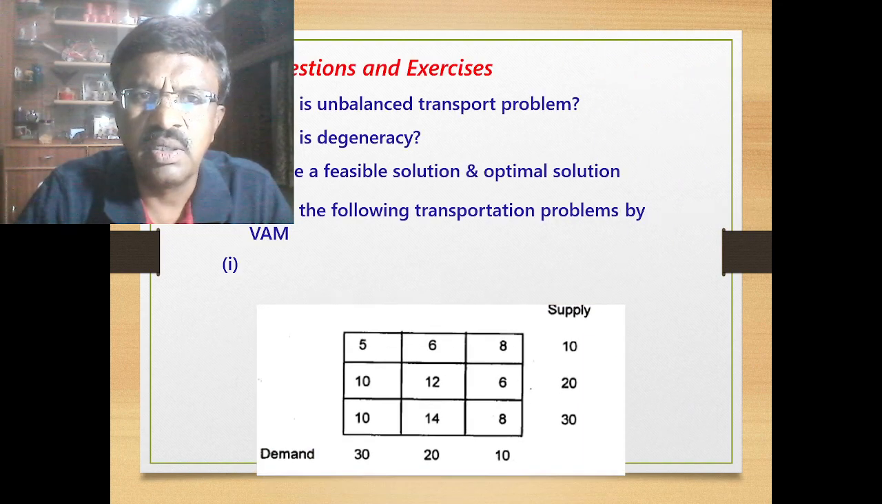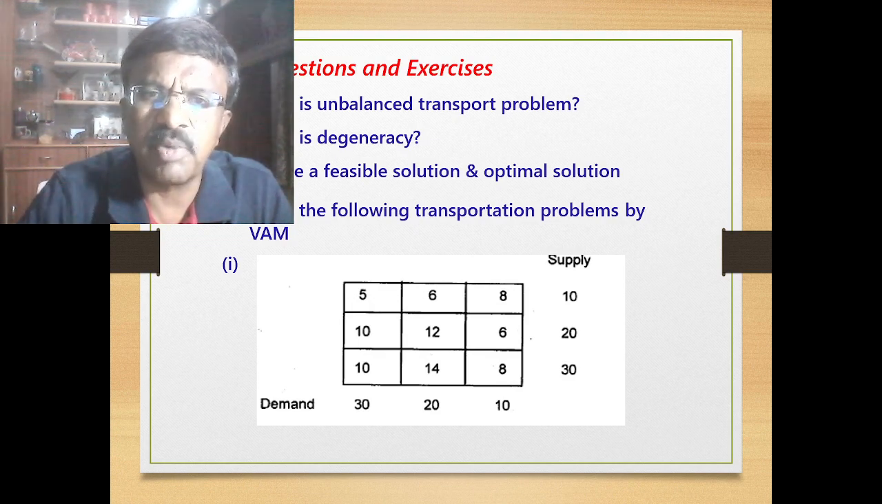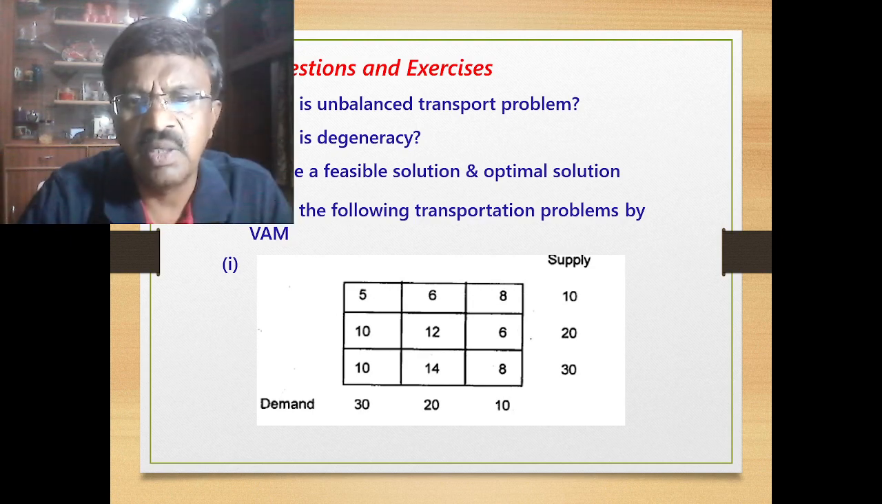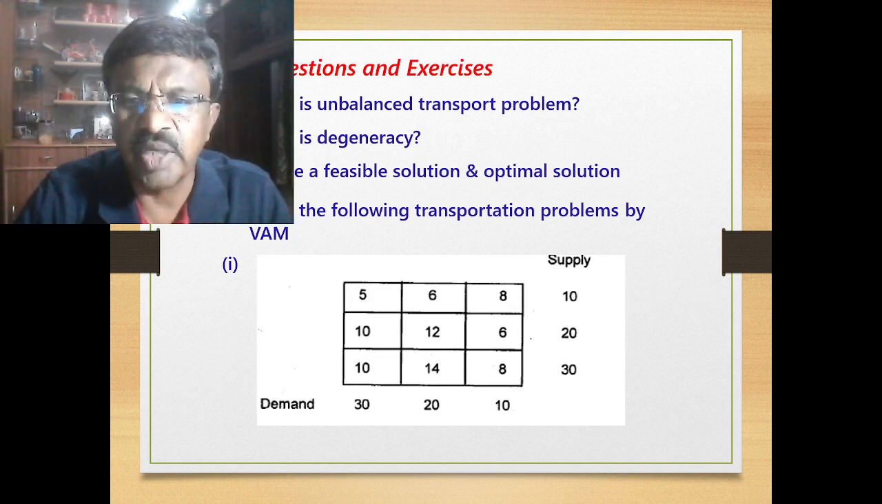Now there are certain review questions for you. You can answer these questions. What is an unbalanced transportation problem? What is degeneracy? You can define feasible and optimal solution, and you can solve certain problems using the Vogel method. A sufficient number of exercises are provided here. You try them out at home.